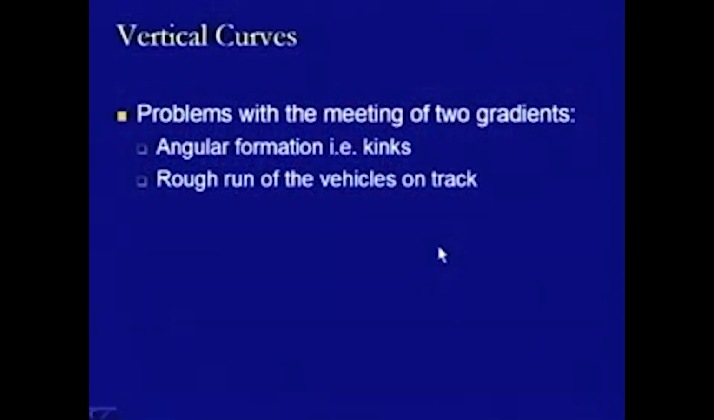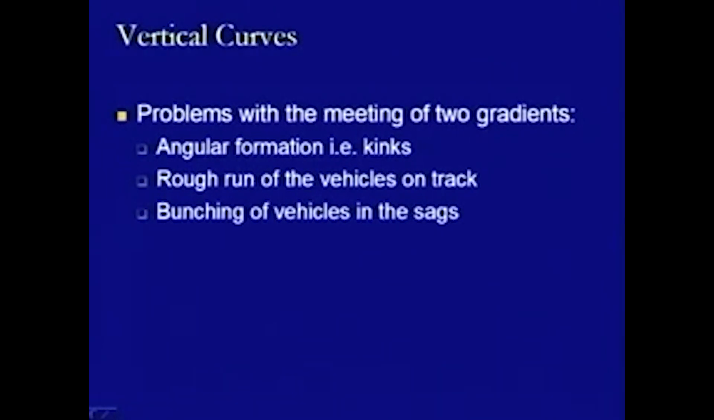Another point here is the rough run of the vehicle on the track. Obviously, when there are kinks and the vehicle has to traverse a kink, the vehicle experiences a jerk, and that is what a rough run is. Wherever such conditions are provided, the vehicle will have a rough run, and no smooth movement of the vehicle will be possible at all.